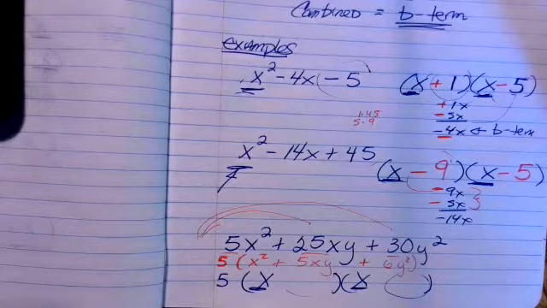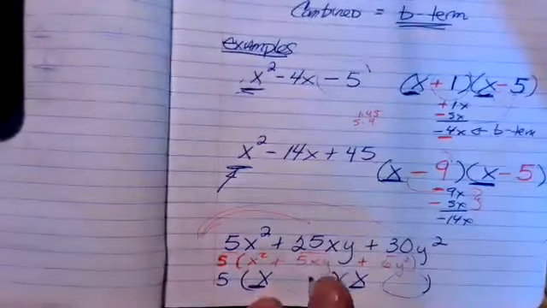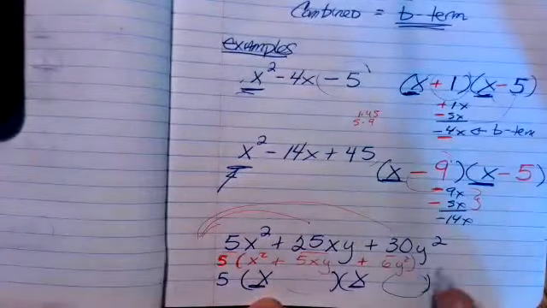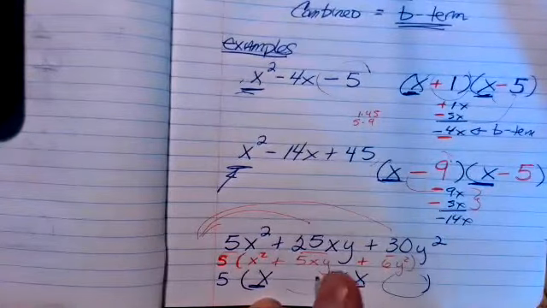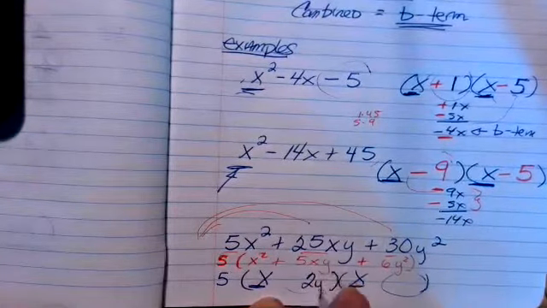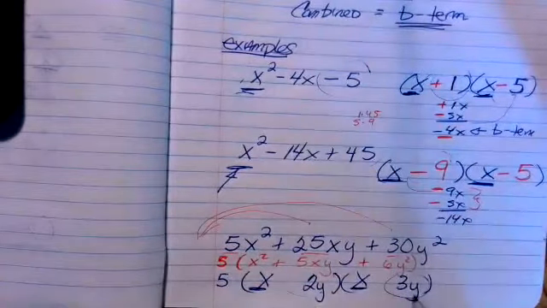And here's where you have to kind of do a little bit of trial and error. I'm going to use 2 and 3. Well, 2 times 3 will give me 6, but I need 6y squared. So I'm going to do 2y and 3y. 2y times 3y will give me my 6y squared.